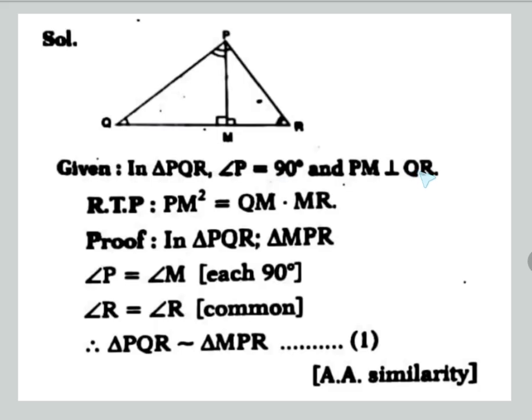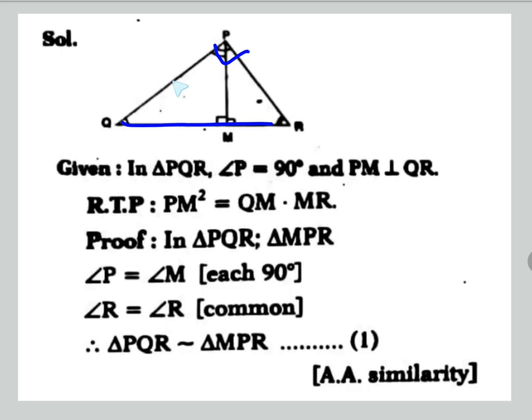PM is perpendicular to QR. So required to prove that PM square is equal to QM into MR. Proof. In triangles PQR and MPR, angle P is equal to angle M is equal to 90 degrees.